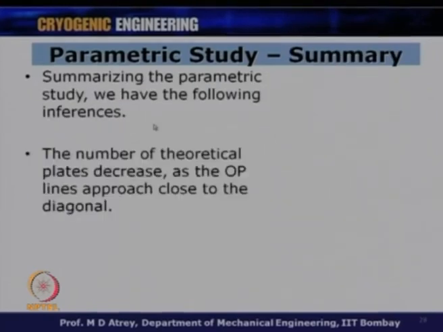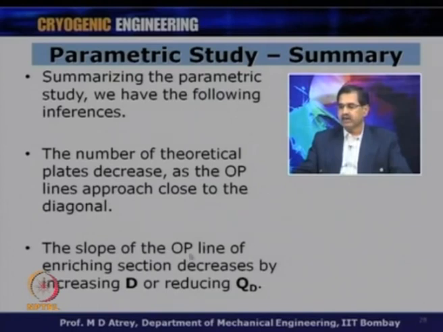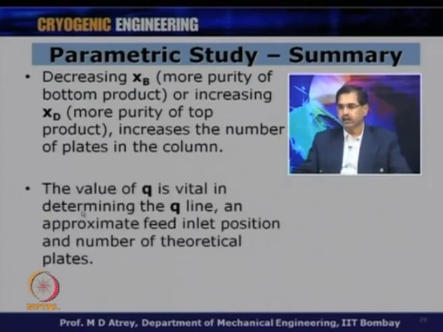Summarizing these parameters, we have the following inferences. The number of theoretical plates decreases as the operating line approaches close to the diagonal, which we know. The slope of the operating line of the enriching section decreases by increasing the value of D or reducing the value of QD. We know this now. Similarly, decreasing XB or increasing XD, that is, increasing the purity requirement, will increase the number of plates in the column. The value of Q is vital in determining the Q line, an approximate feed inlet condition, and the number of theoretical plates. So, Q also dominates the number of plate calculations in this case.